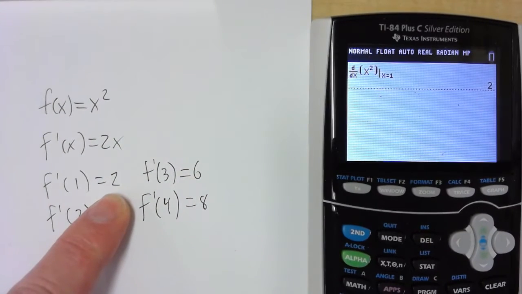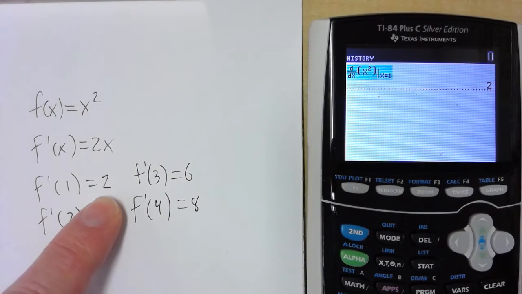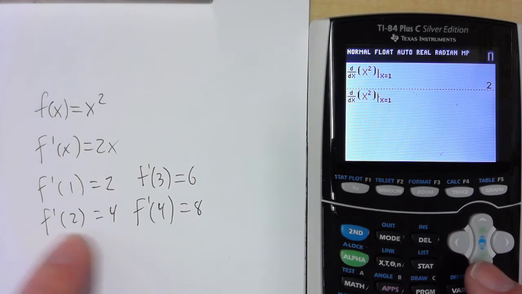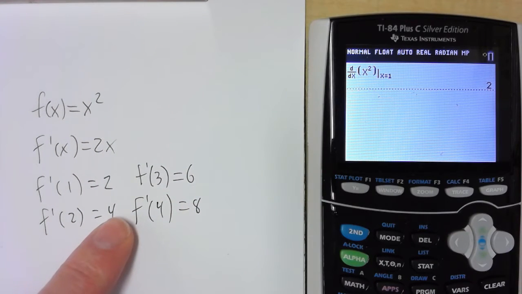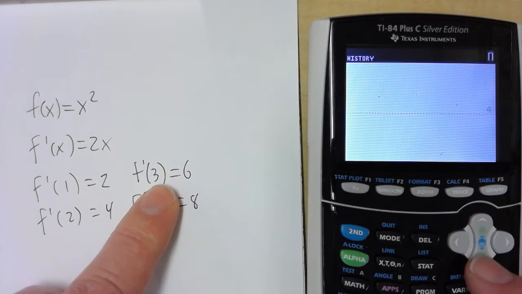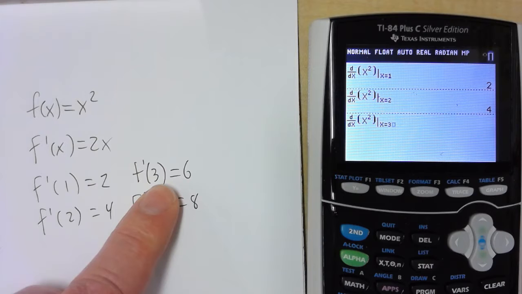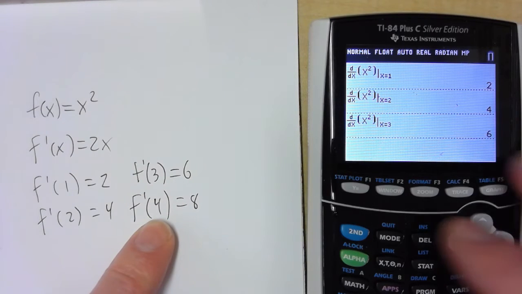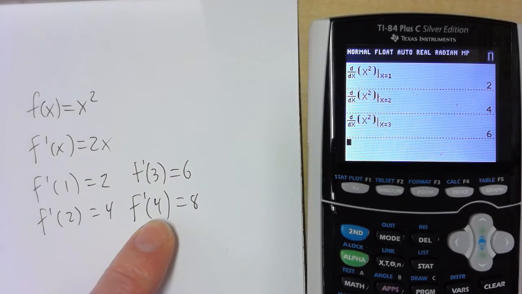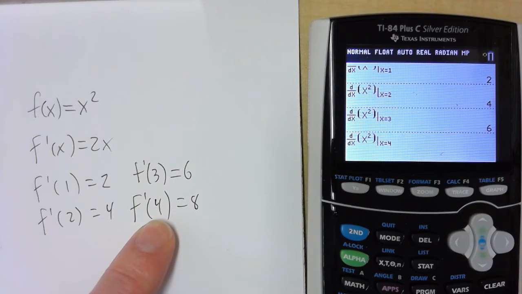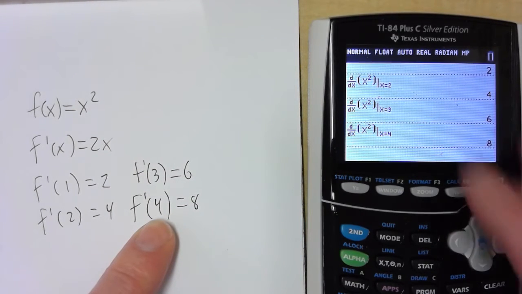Enter, 2. Up. I can find the derivative anywhere I want to go. So now I'm going to do 2. The answer is going to be 4. Okay, and then I'll put in 3. And the answer is going to be 6. And then I'm going to put in 4. So go up, and then put in 4. And there's 8. So 2, 4, 6, 8, just like I have here.